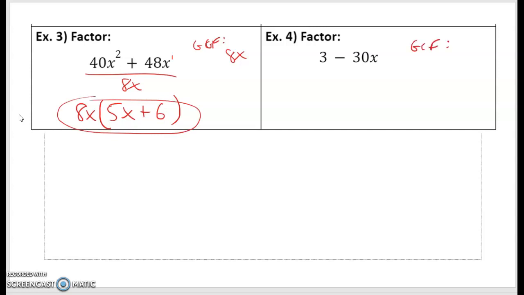GCF. First thing I noticed is they don't share any x's. The 3 doesn't have any, so the GCF is not going to include the letter x. However, 3 goes into 3, and 3 goes into 30. 3 is the GCF. Divide it out, write it out front. 3 divided by 3 is 1. Minus sign comes down. 30x divided by 3 is 10x, close parentheses. And that is our final answer.